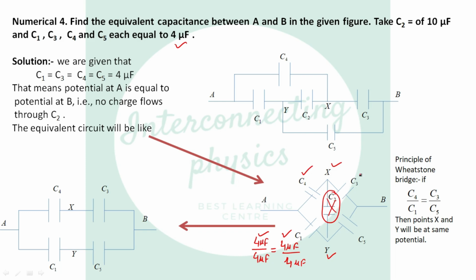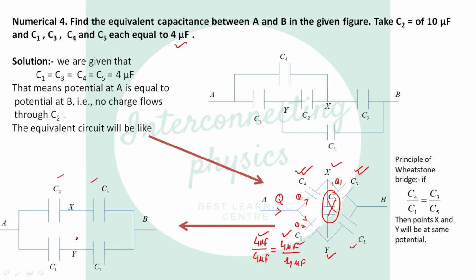These C4 and C3 are in series. Why? Suppose here charge Q starts to move. Then there will be two directions. One is this, one is this. Let us say Q1 is going along this direction, Q2 is going along this direction. Here is Q1, here is Q1. So in series combination charge remains the same. So these C4 and C3 are in series, okay, and these C1 and C5 are in series.